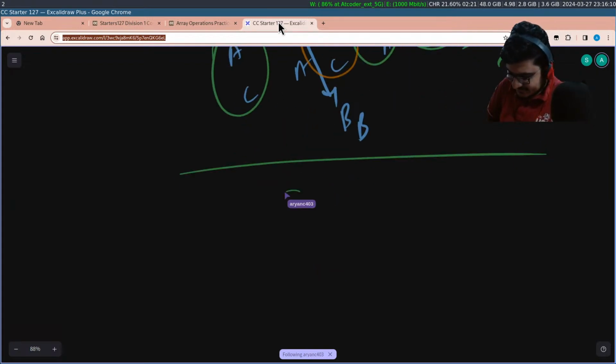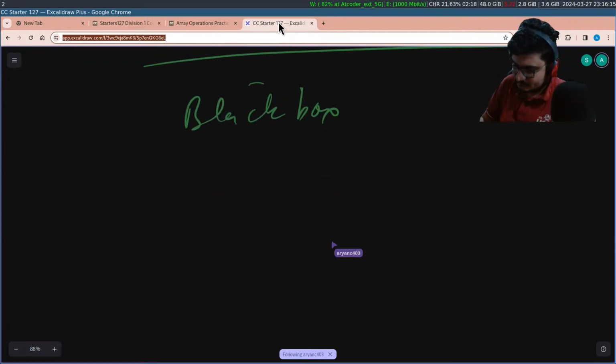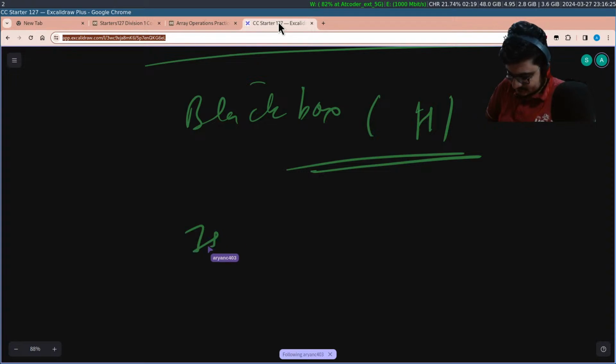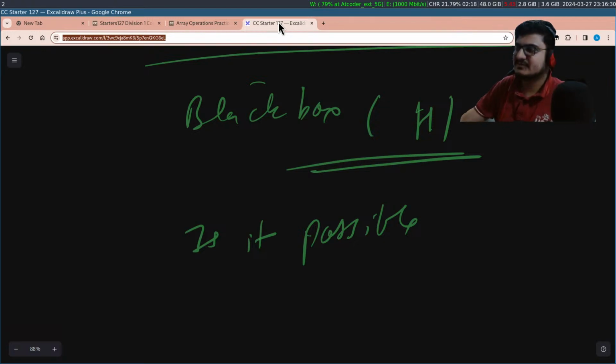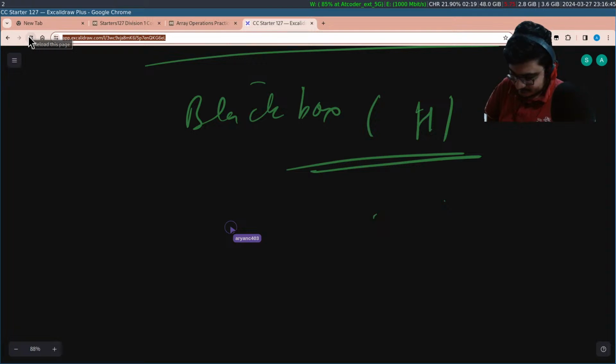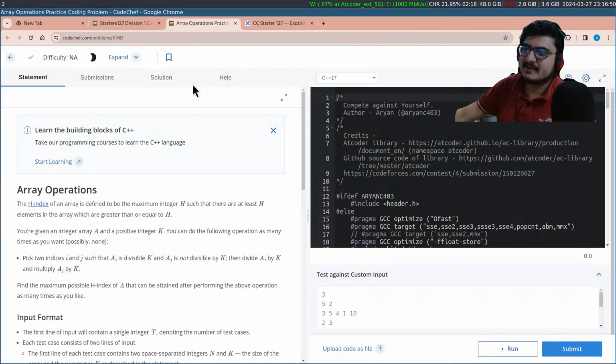let's say I have a black box function which takes some value, let's say h, and it says, is it possible? Let me just complete the problem first.